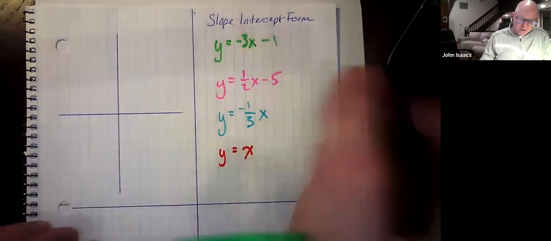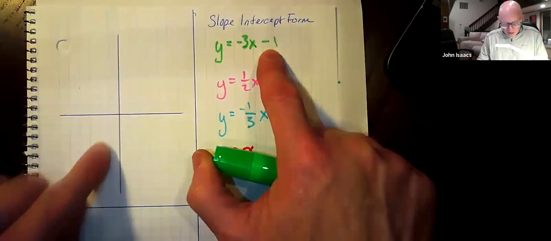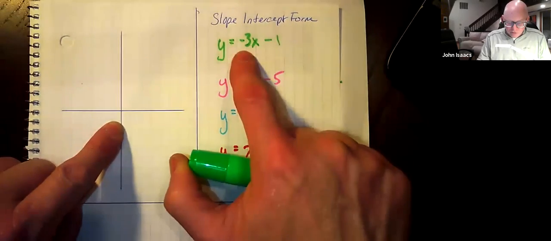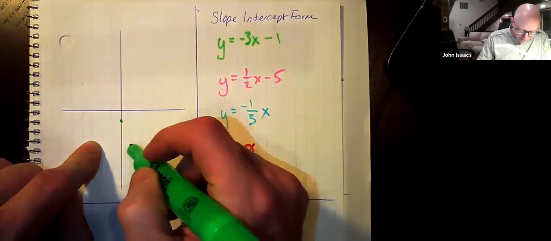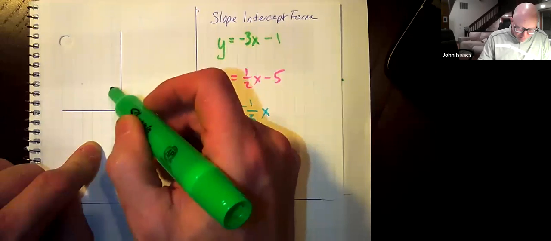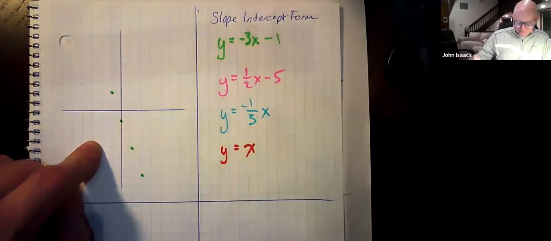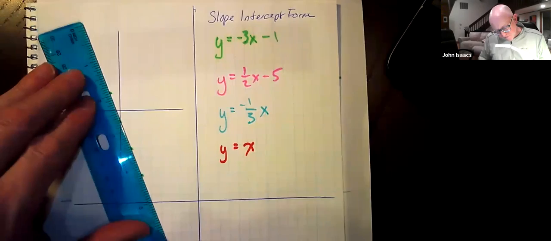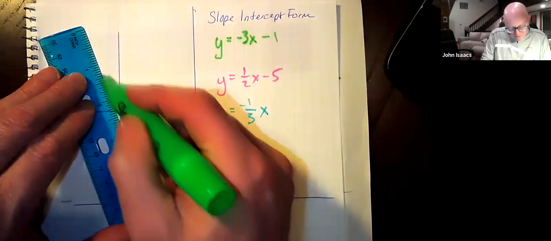So here in this equation, we have a y-intercept of -1. That means we cross the y-axis at -1 right here. And we have a slope of -3. So from this -1 point, we're going to go down 3 and over 1. We can also go back 1 and up 3. And we should draw a line with a ruler. And here is that equation. So there's the first one done.